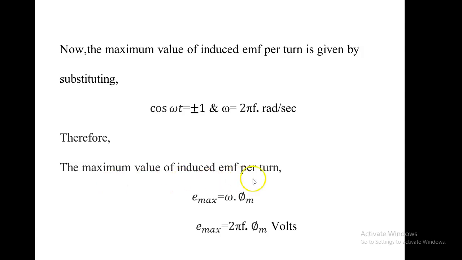Therefore the maximum value of induced EMF per turn can be written as E max equals omega into phi m, because the value of cos of omega t is plus or minus 1. Therefore E max is omega into phi m. So omega here is 2 pi f and phi m is as it is. So E max equals 2 pi f into phi m volts.